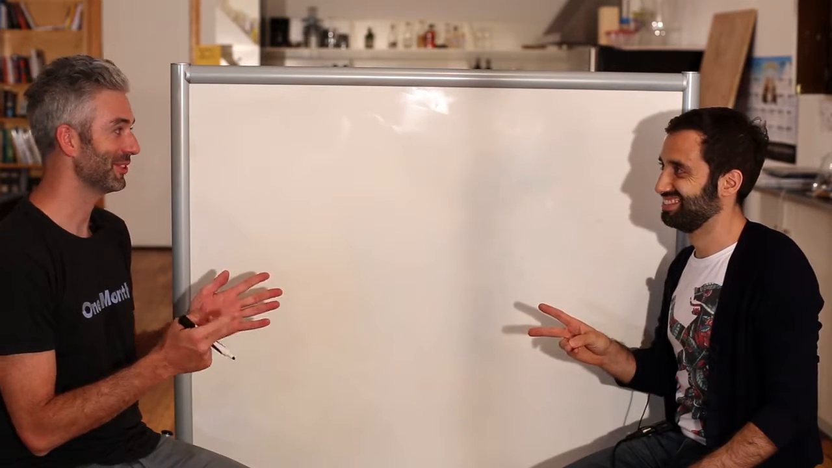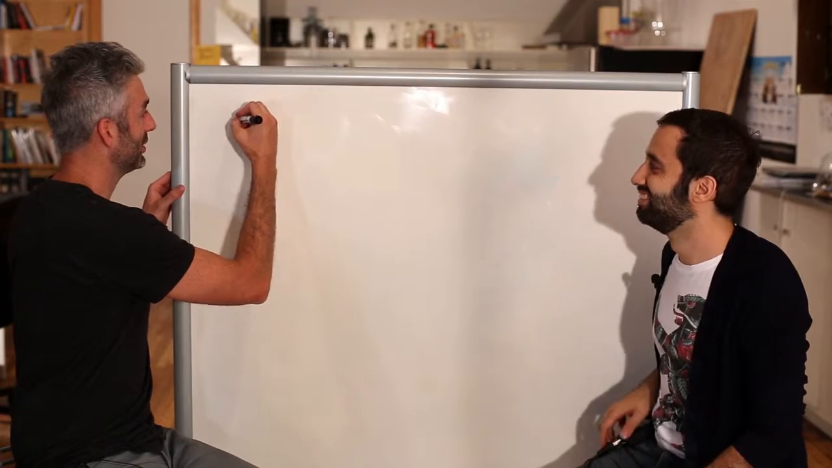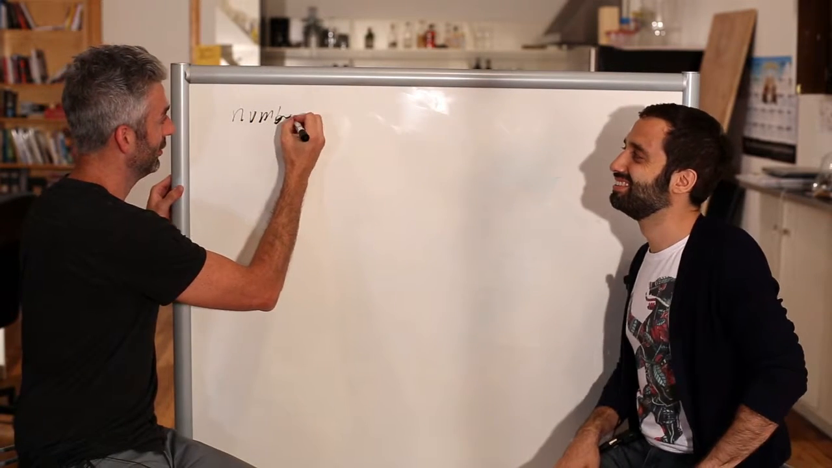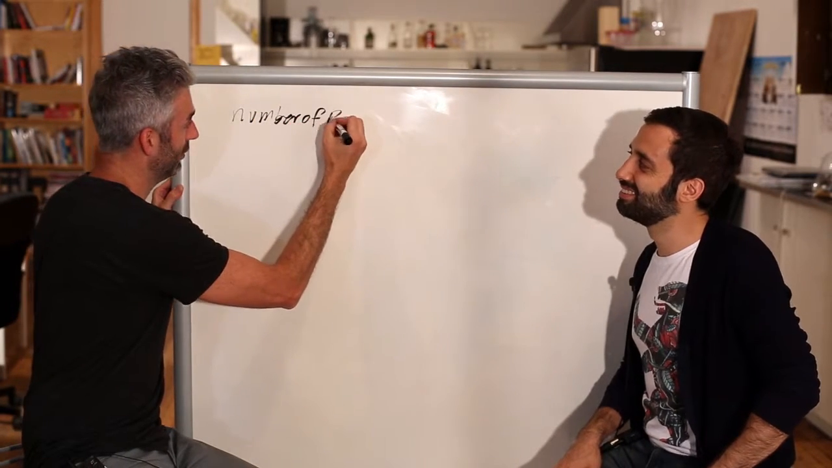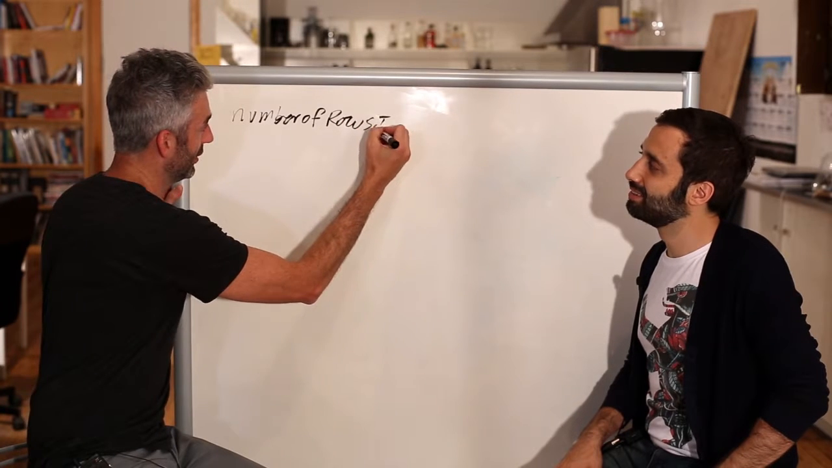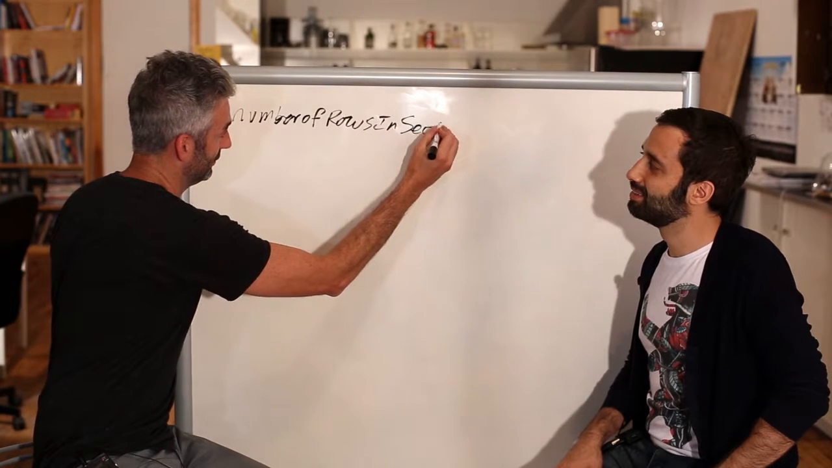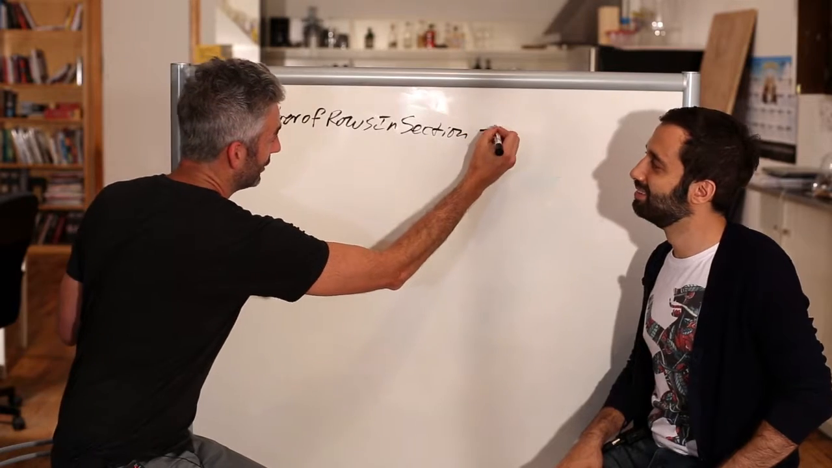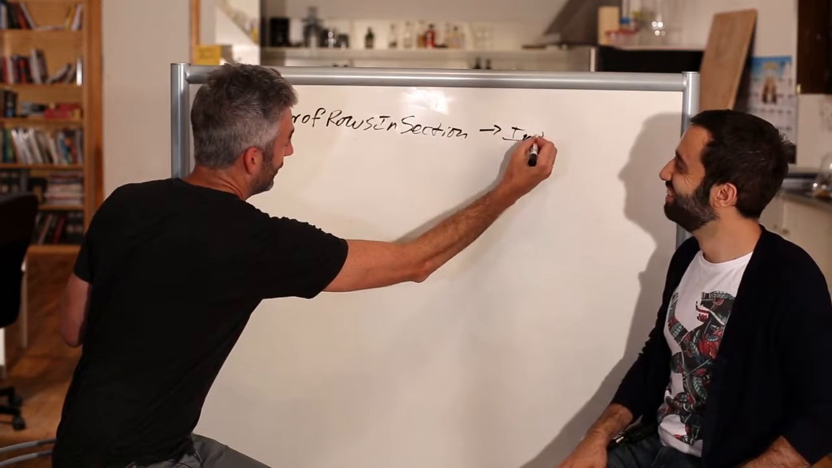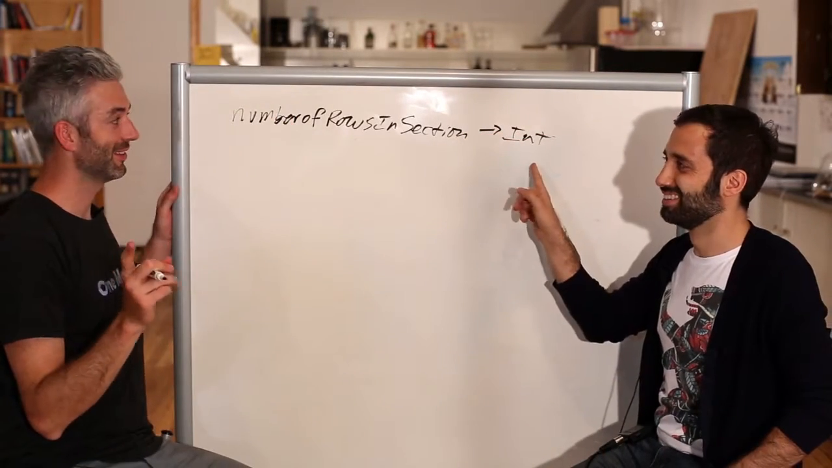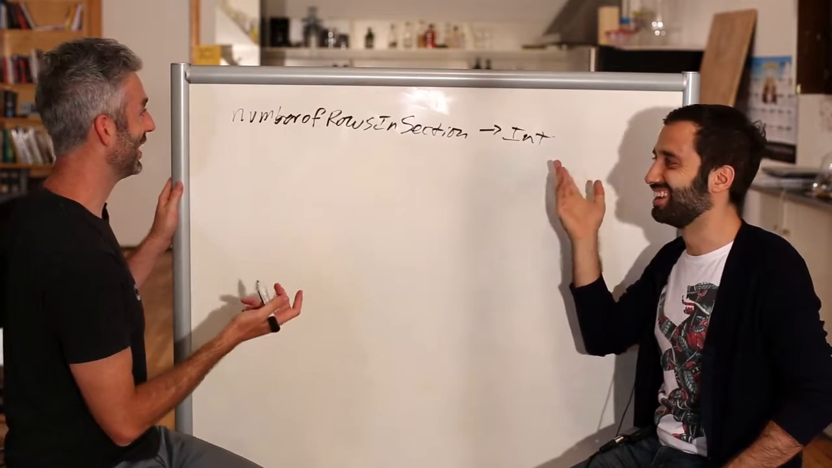That's a mouthful. One of them is called number of rows in section. And it returns an int, which is the number. Exactly, it's the number.